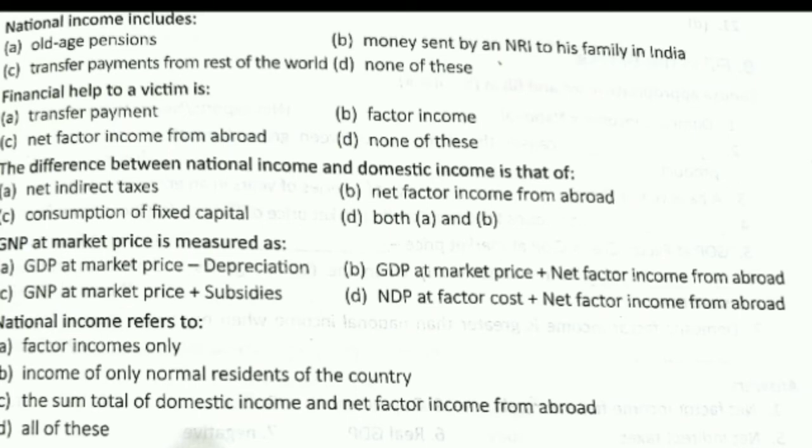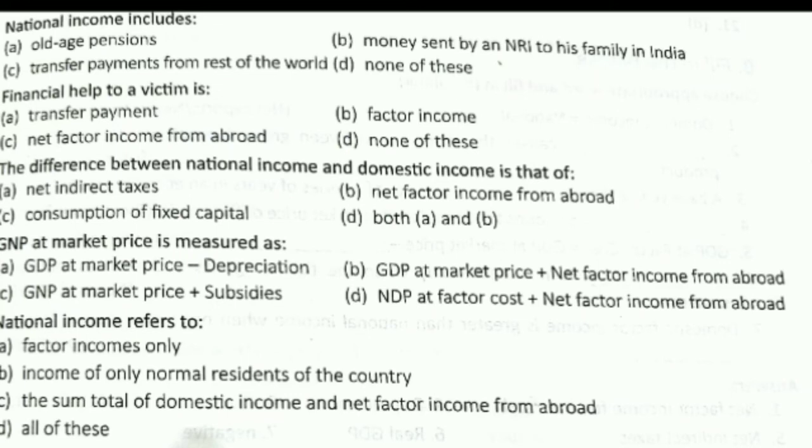Next one, the difference between national income and domestic income is that of: option A, net indirect tax; option B, net factor income from abroad; option C, consumption of fixed capital; option D, both A and B. So the right answer is NFIA, net factor income from abroad. Next one, GNP at market price is measured as: option A, GDP MP minus depreciation. It is not the right answer. Then GDP MP plus NFIA, so that is the right answer. Then domestic will change into national, so we will get GNP MP.